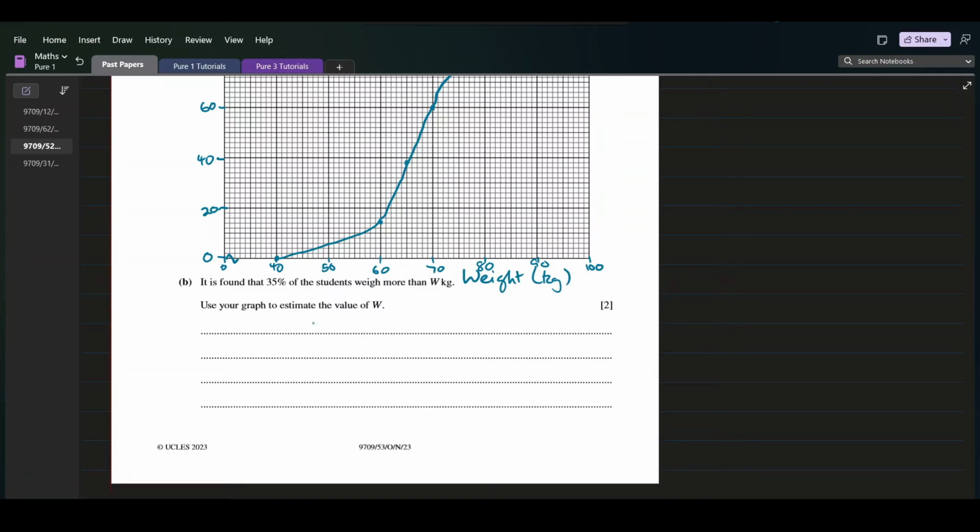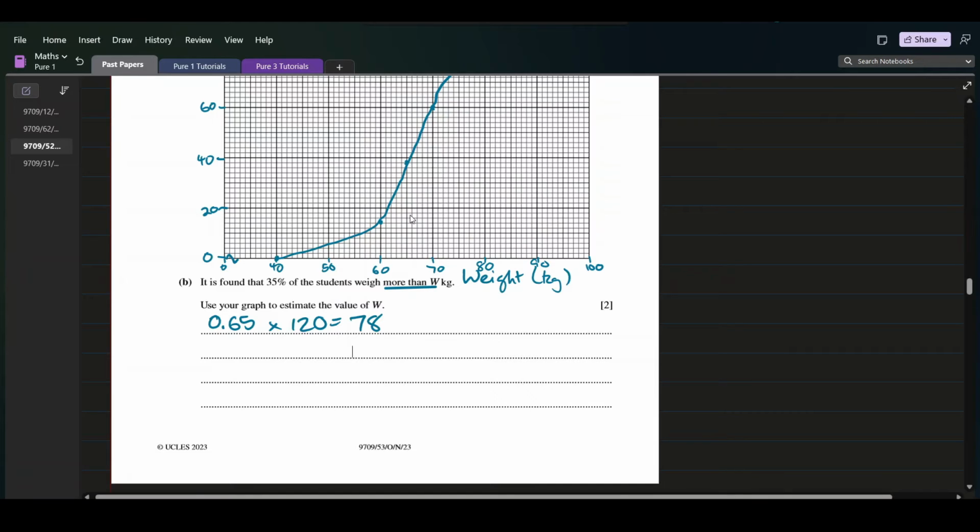Okay, so using our graph, we can't really find the weight of more than W. It's easier for us to find the weight of less than. So if they're saying 35% weigh more than W, it means that 65% must weigh less than W. So we'll use that logic to say we have a total of 120 students, so we want 65% of them. So that's 0.65 times 120. That gives us 78 students.